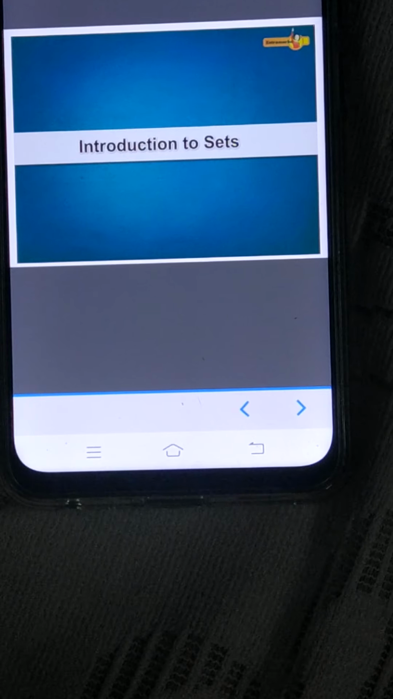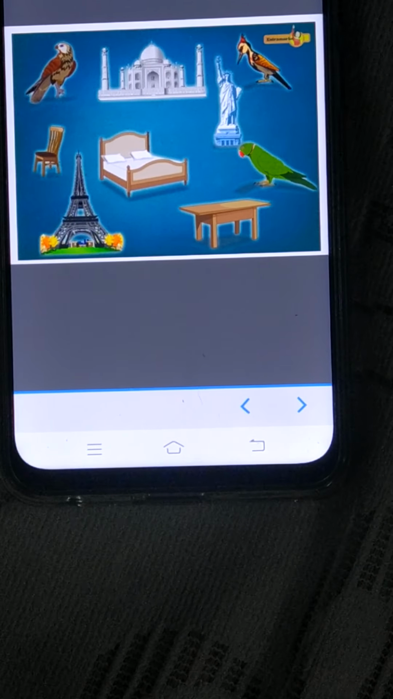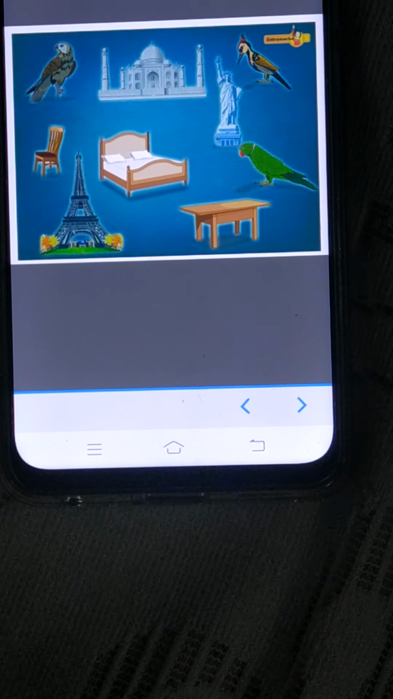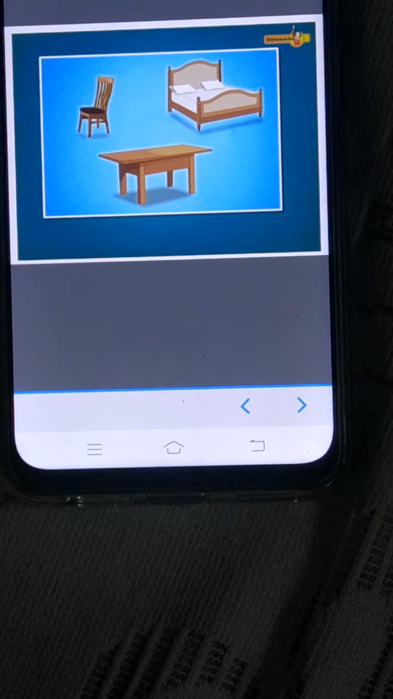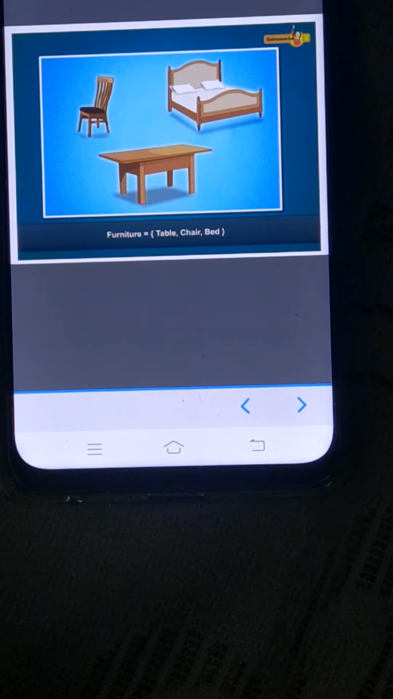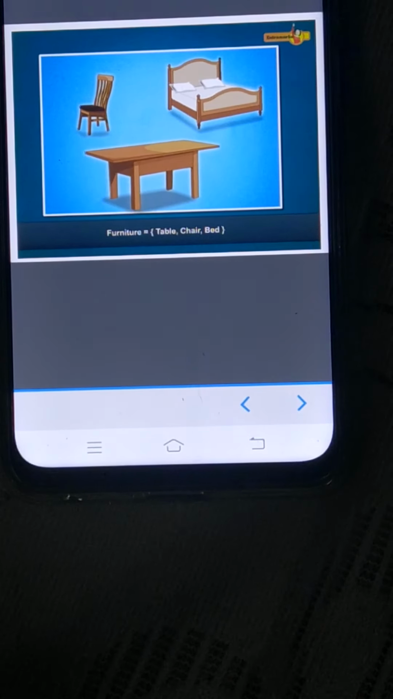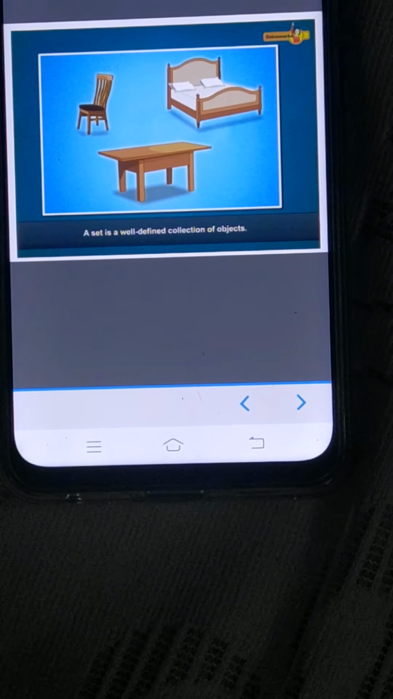Introduction to sets. Here we observe some objects: table, chair, and bed. These three items make a collection. Do they belong to any particular group? Yes, these all are collectively called furniture. Here we see that table, chair, and bed are a well-defined collection of objects, which forms a set furniture. Thus we can say that a set is a well-defined collection of objects.